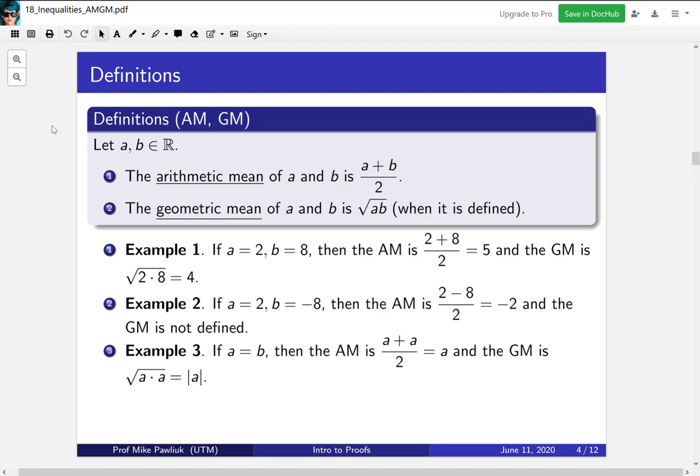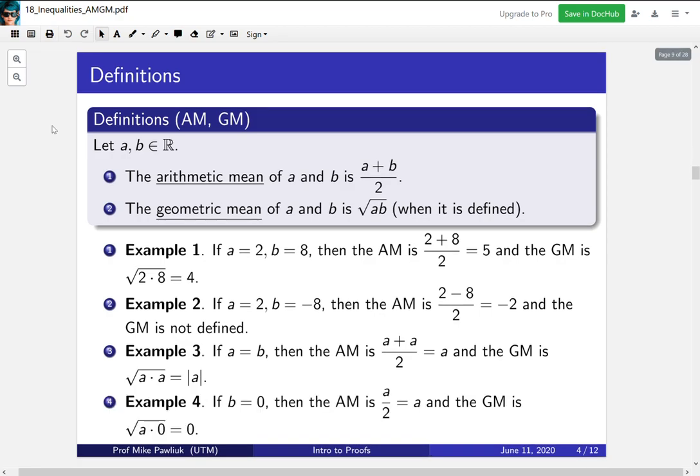What's another special case you can take of a and b? One example I took was b equals 0, although there are many others. In this case, the arithmetic mean will be a over 2. I don't know why I said that that was equal to a. That's a typo. It's not, it's a over 2. And the geometric mean is 0.